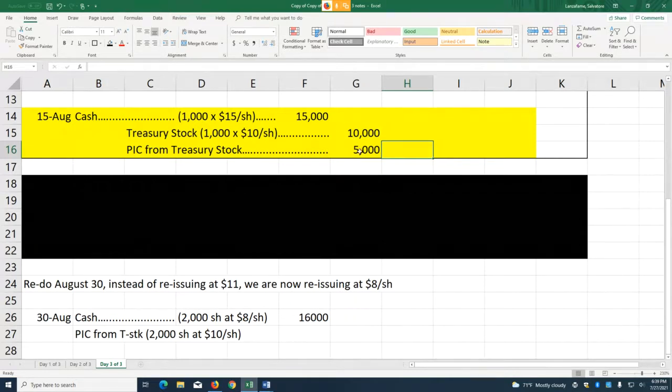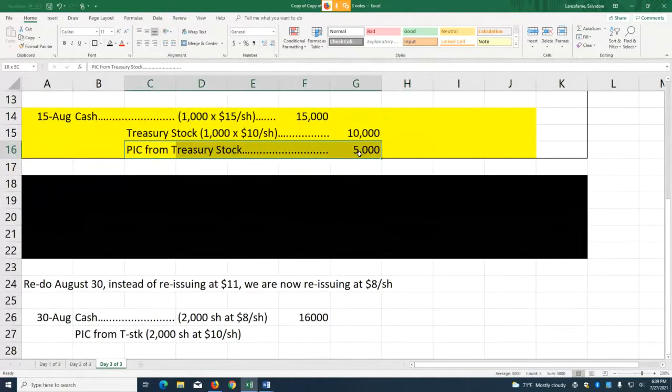So in this first, well, technically the second transaction, but the first transaction where PIC was created, it got created with a 5,000 credit balance. The most I can debit it for is 5,000, because then it'll be 0. But I can't debit it for 6. I sure as heck can't debit it for 20, even though I want to. The math says to do it for 20.